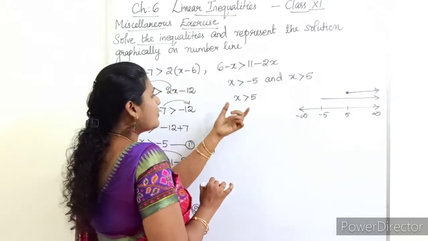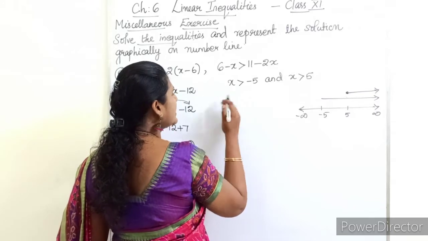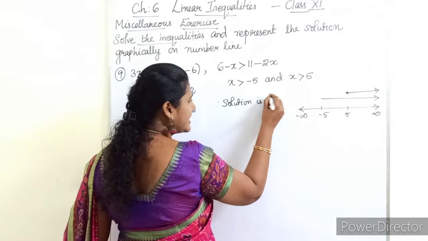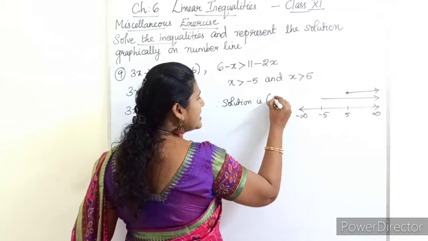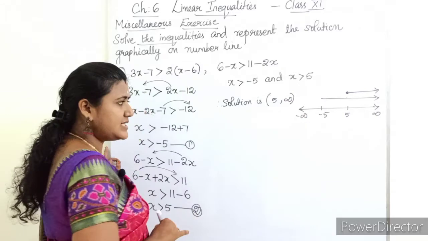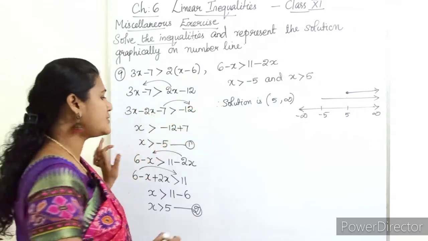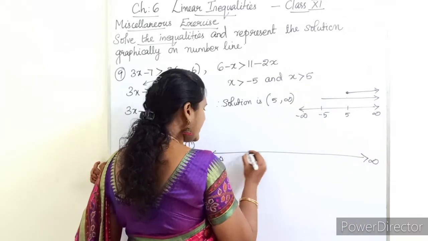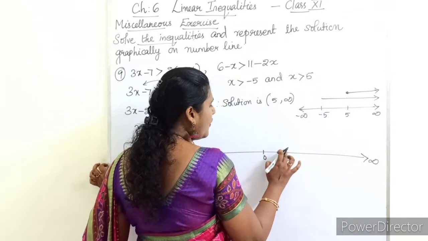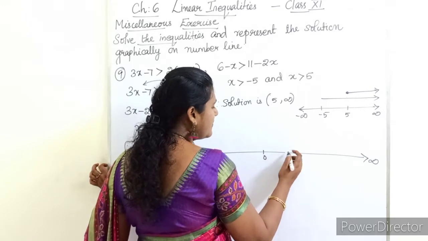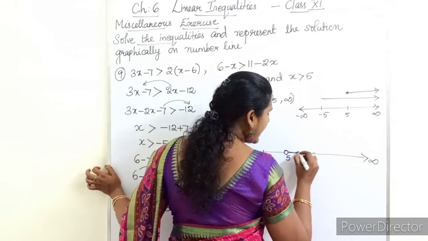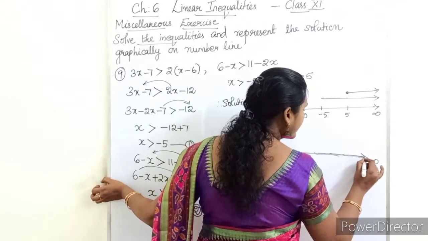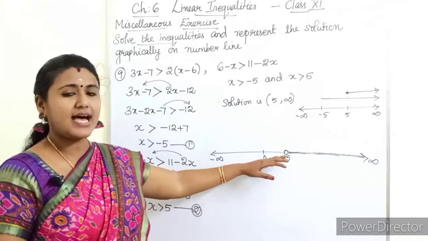So when you combine these two, therefore the solution is x is greater than 5, that is from 5 to infinity. So solution is 5 to infinity. Now we have to represent the solution on a number line. So here we have minus infinity, 0, 5. So open interval 5 to infinity. So 5 is not included in this region, and from 5 to infinity, this portion we have to darken and show. So this is the answer.